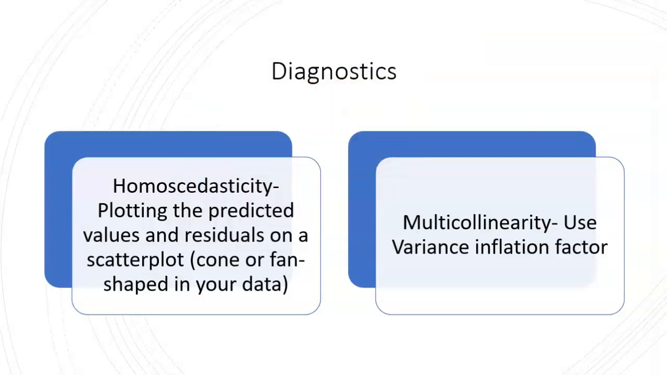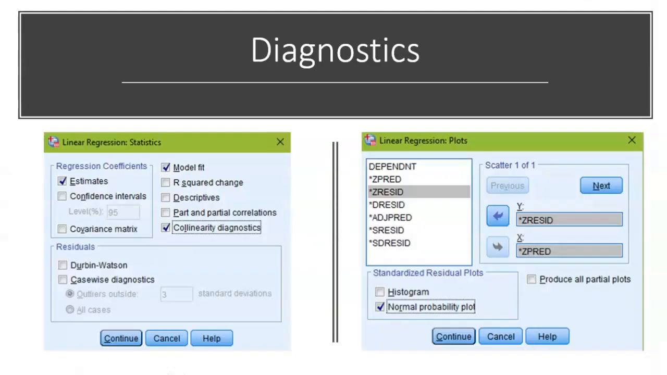And then multicollinearity, what that is, is that you have too much of a relationship going on between your independent variables. So you want to test this using the variance inflation factor. And SPSS has wonderful capabilities to do that. And you want to make sure that your predictor variables are not too linked with each other.